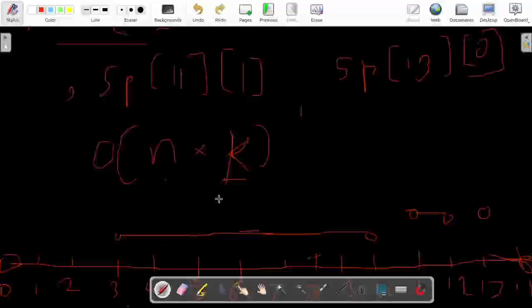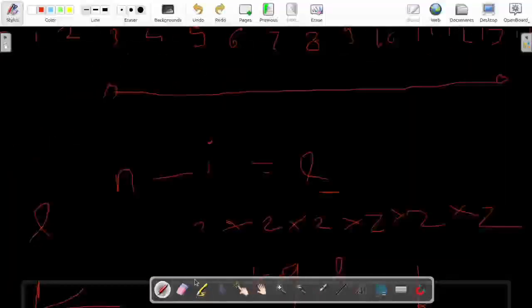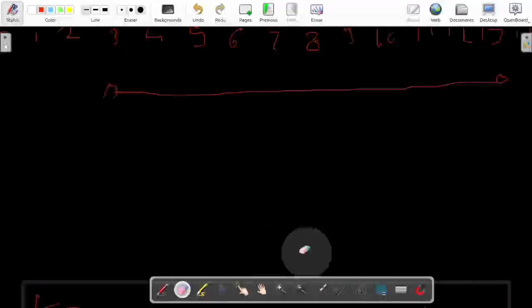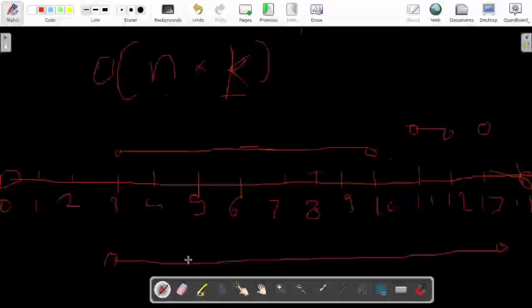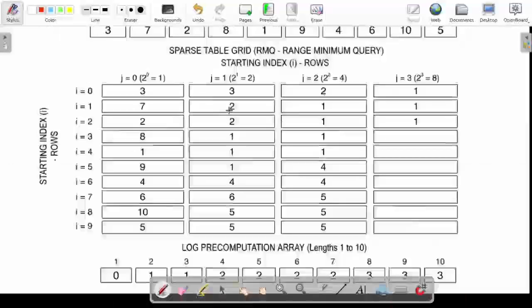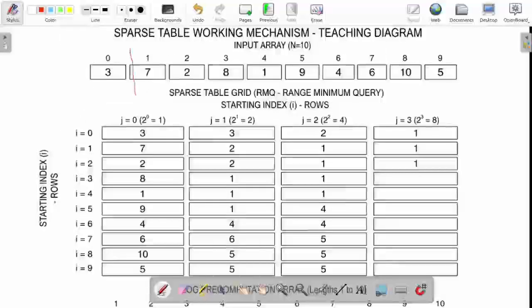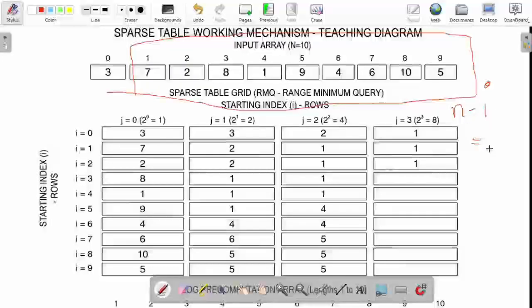What is this k? So what I said was that for any index I, we are left with a segment of length n minus I. Let's say this n minus I is equal to L. Okay. Now for these long segments, we need to consider different segments of powers of 2.